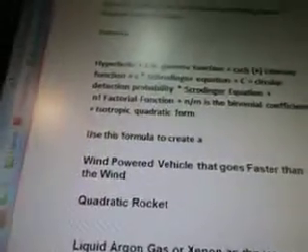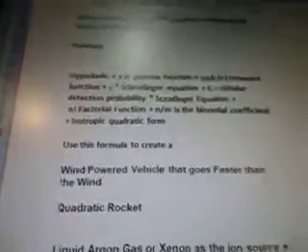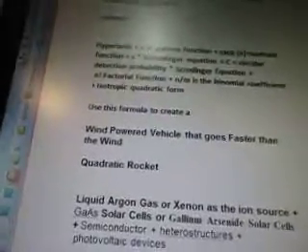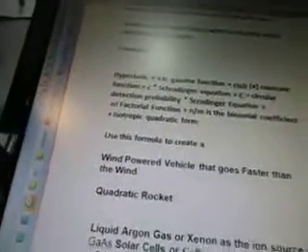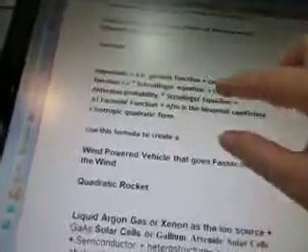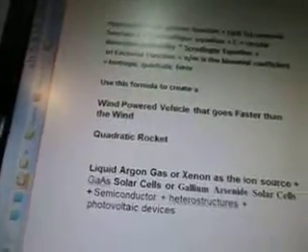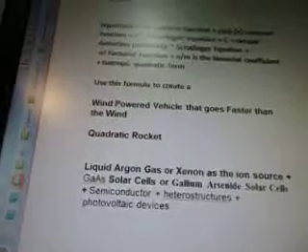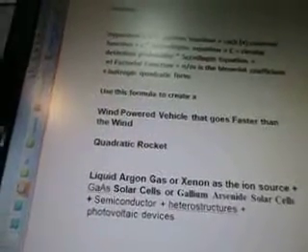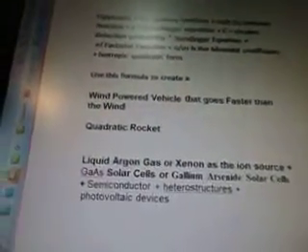I put them together, and what we do is try to put these things together and see what we get. Okay? I don't know what it will make. I have no idea. If this formula doesn't work, what you want to do is add other things to it. You want to try to get it to work. Okay? So use this formula to create a wind-powered vehicle that goes faster than wind. A quadratic rocket. So supposedly this equation here is going to help you with a quadratic rocket. That's why that's all together.